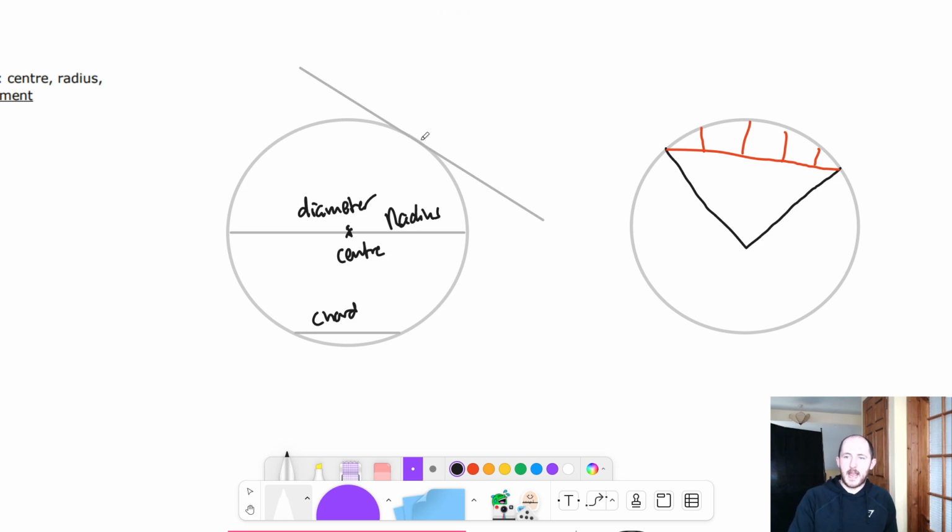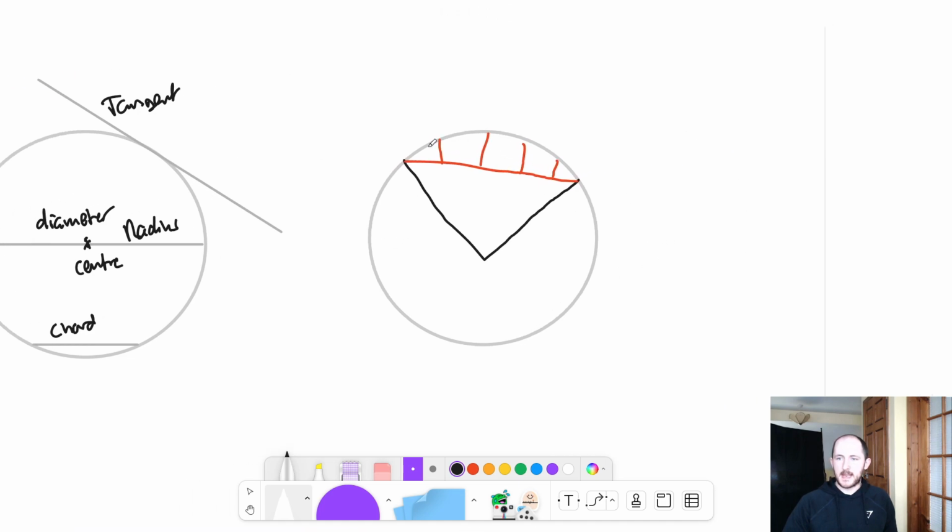And this here is a tangent. And a tangent is a line that only touches the circle once. So it doesn't go through the circle, it just touches it once. Okay? A sector is basically a pizza slice like this, right? And a segment is what I've got in orange. It's when you put a chord through a sector.